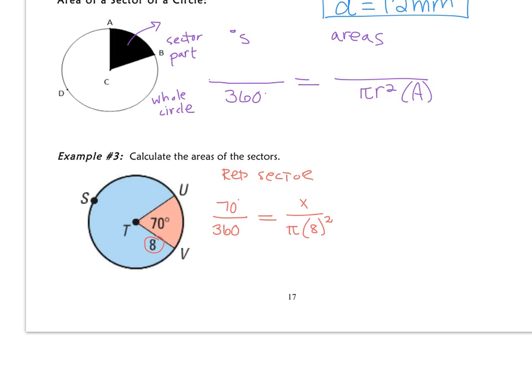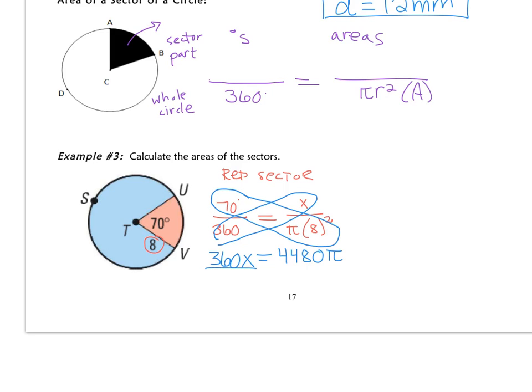We don't know the area. Let's call it x. As with any proportion, I'm going to solve this by cross multiplying. So if I do 360 times x, I get 360x. And now when I do the other side, I'm going to have 70 times 8 squared, which is 64, and then I'm just going to bring the pi along. I'm not pressing pi on my calculator until the very end, and even then maybe I won't if I want an exact answer. Pi is just going to be there.